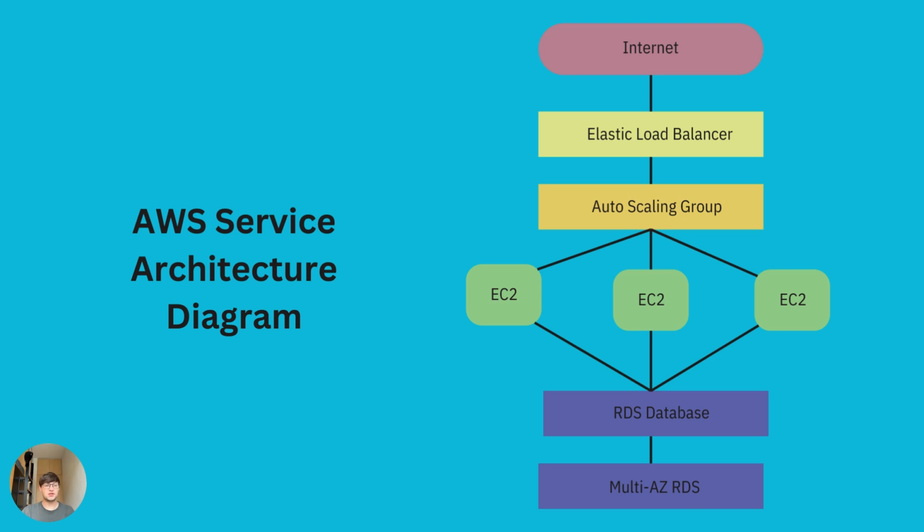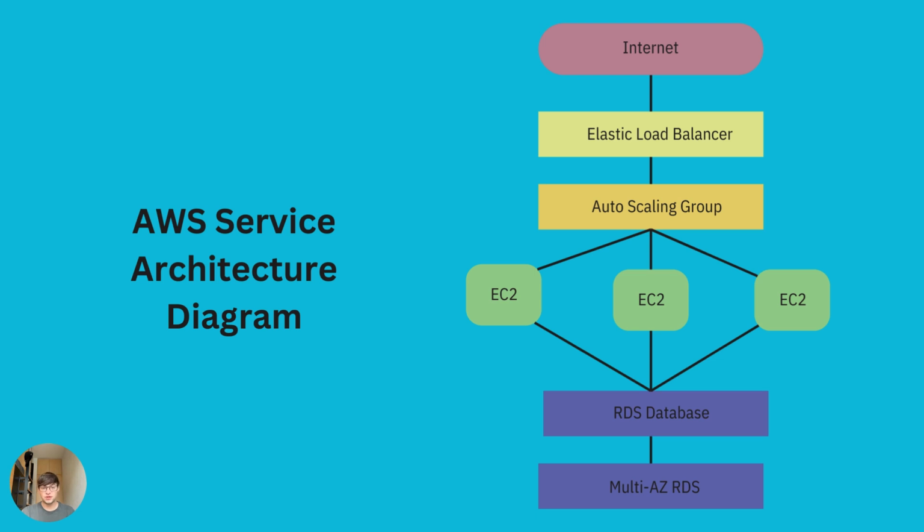So this is an AWS service architecture diagram. This starts with users coming in through the internet and they're passed through the Elastic Load Balancer. The Elastic Load Balancer points them to a specific server, depending on where they are and what is best. This is also closely related to the auto scaling group, which makes sure there are enough of these servers running at any given time for the traffic coming in.